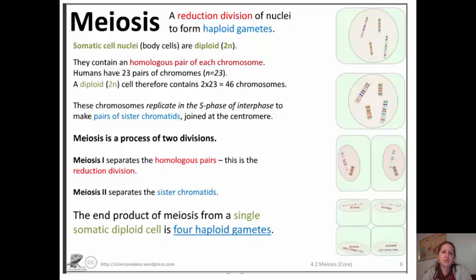Meiosis is a little bit different than mitosis in that there are 2 divisions. In meiosis 1, we're going to separate those homologous pairs. That's the reduction part. And then in meiosis 2, that works very similarly to mitosis, where we will separate the sister chromatids from each other. And what we get at the end, from a single somatic diploid cell, is 4 individual haploid cells.